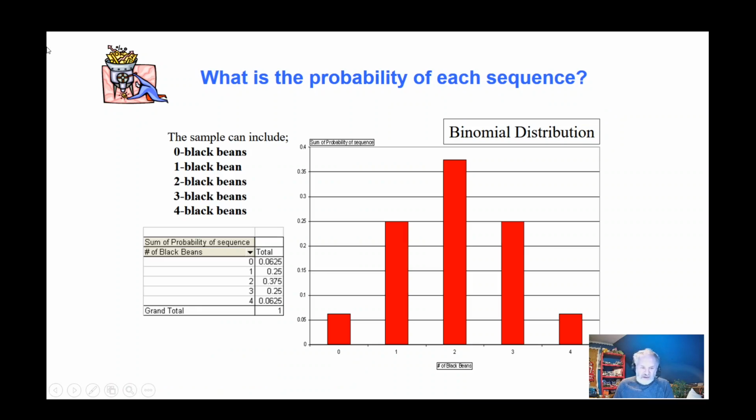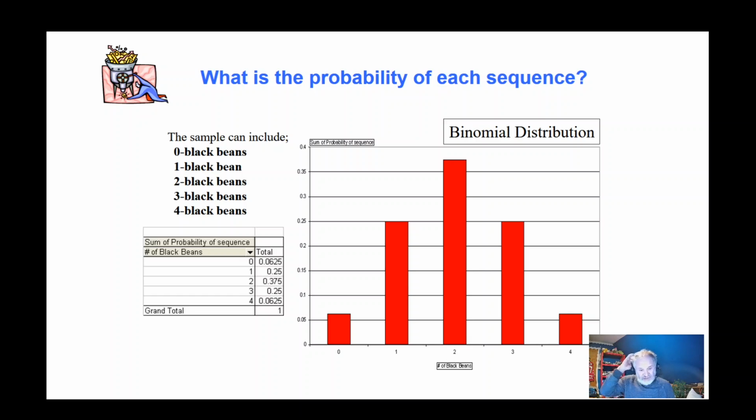So I can then add up. The probability of picking 0 black jelly beans has only one occurrence: white, white, white, white. That's 0.0625 or 1 over 16. The probability of picking one black jelly bean occurs 4 times: white, white, white, black; white, white, black, white; white, black, white, white; and finally black, white, white, white. So there are 4 outcomes where I pick one black jelly bean. 1 over 16 plus 1 over 16, done 4 times, gives me 4 over 16, which is 0.25.